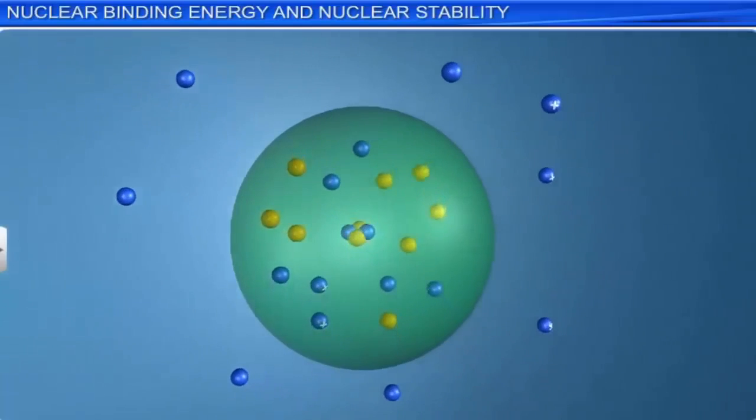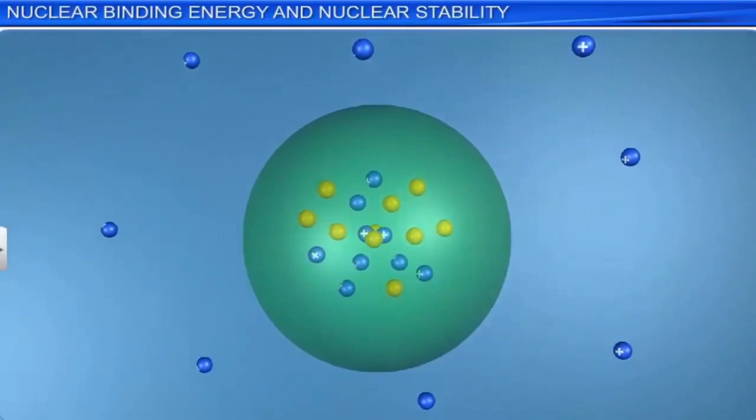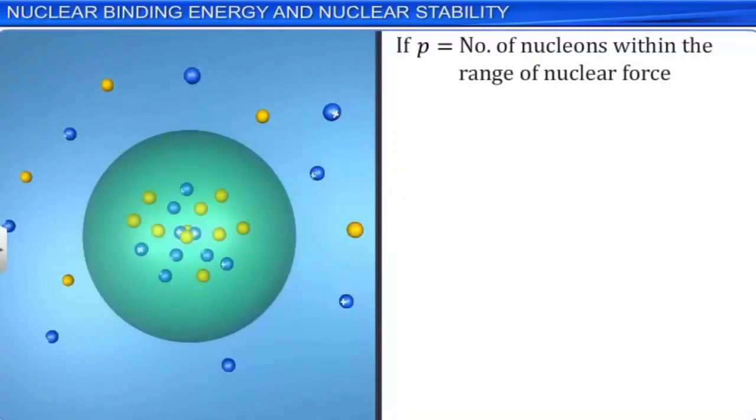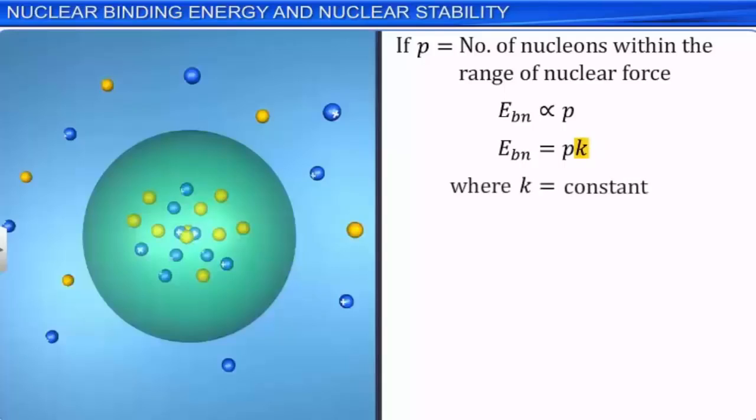A nucleon will be under the influence of some of its neighbors, which come within the range of the nuclear force. If any other nucleon is at a distance more than the range of the nuclear force from the particular nucleon, then it will have no influence on the binding energy of the nucleon under consideration. If a nucleon can have P neighbors within the range of the nuclear force, then its average binding energy will be proportional to P and hence can be written as pK, where K is a constant having the dimensions of energy.